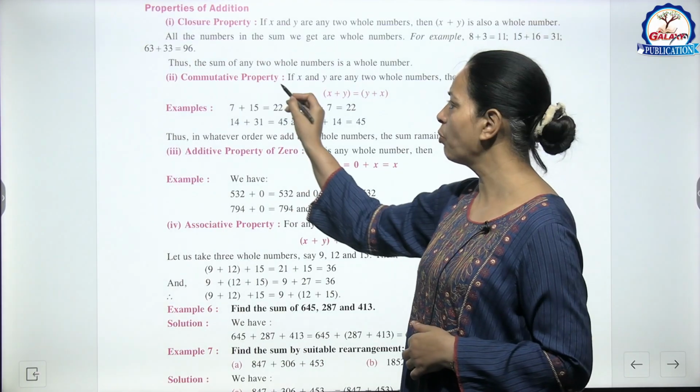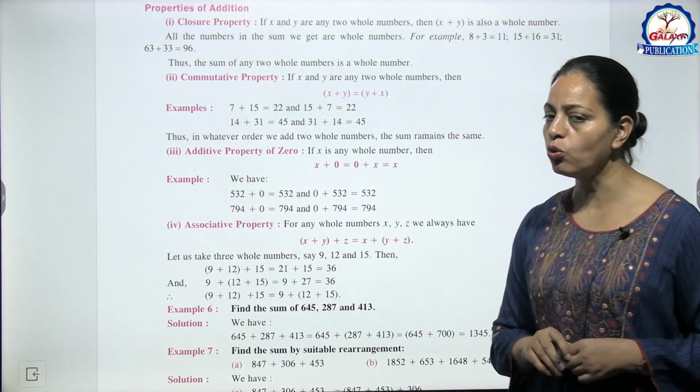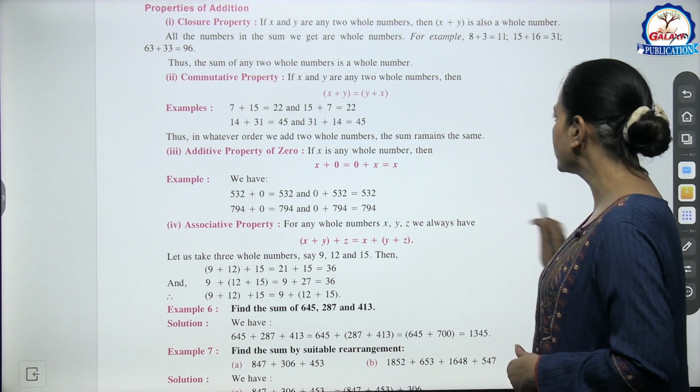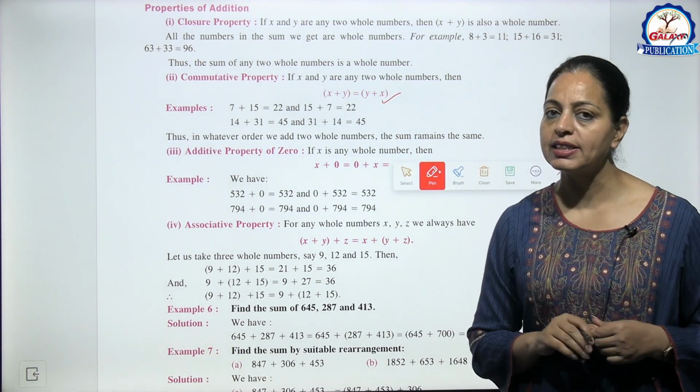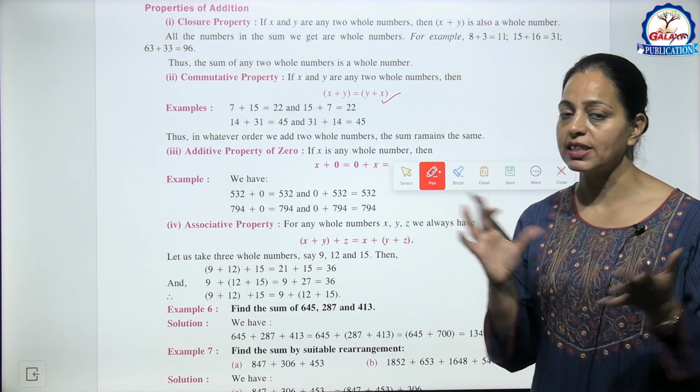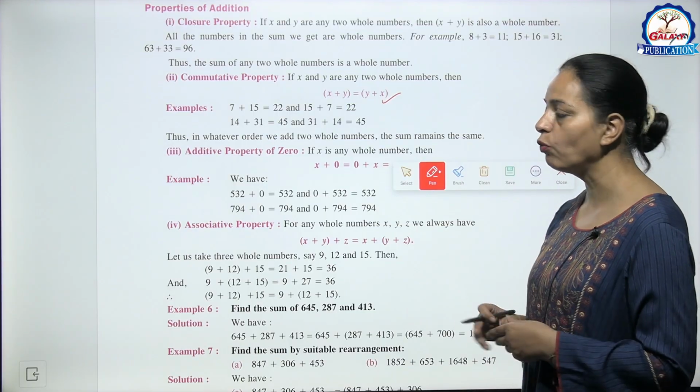Second is commutative property. If x and y are any two whole numbers, then x plus y equals y plus x. Meaning however we add the numbers, the answer would be the same.